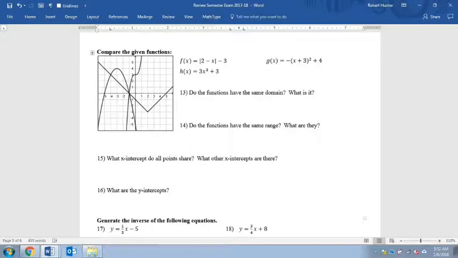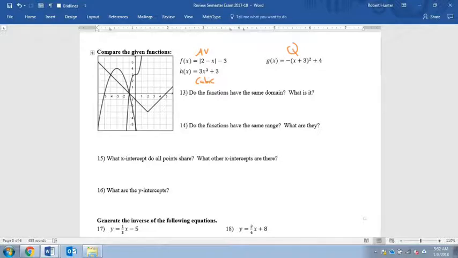Alright, 13 through 16. Let's knock these out real quick. These are all comparative ones. So, do the functions have the same domain? Well, let's see here. This one is absolute value. This one is a cubic. And this one is a quadratic.